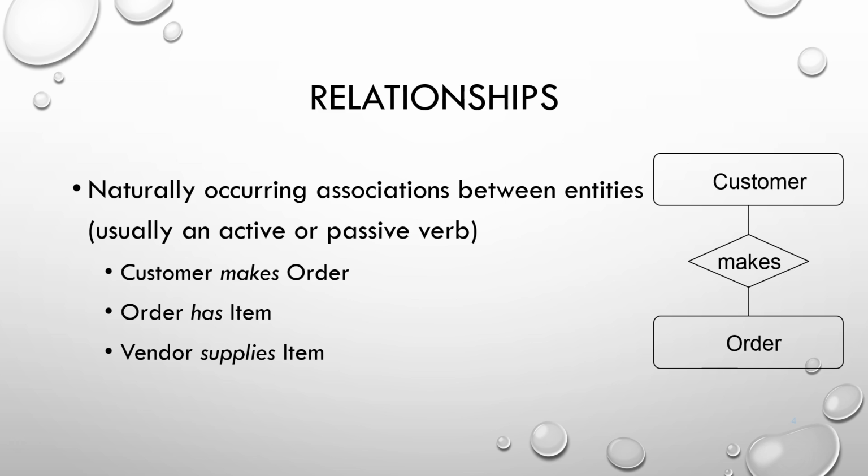Now, relationships in databases and in ERDs are drawn with verbs. In this case, we have customer, makes, order. So this verb explains the relationship. We could also say something like vendor supplies item. So that expresses the relationship. And every entity in our relational diagramming should be related to some other entity. But not all entities have to be related to all entities.